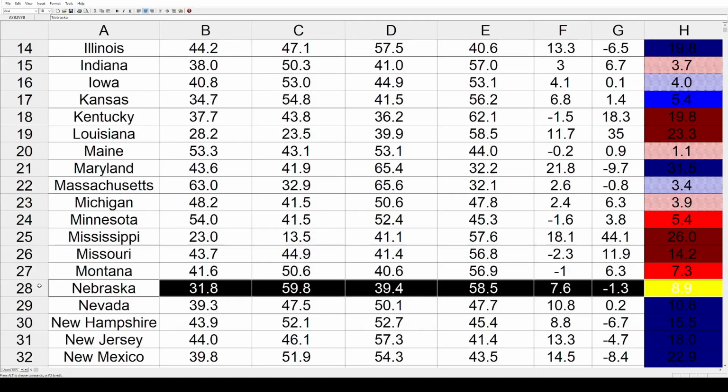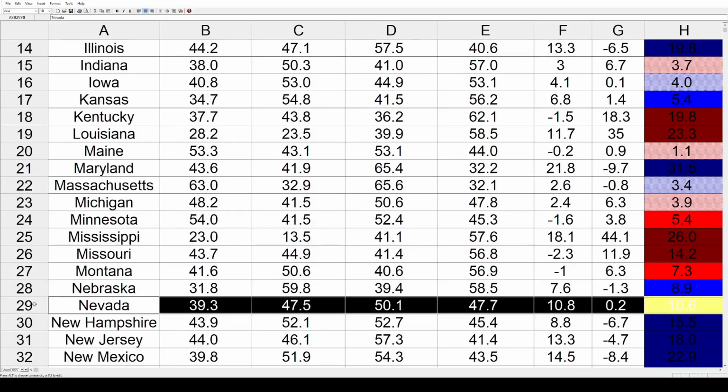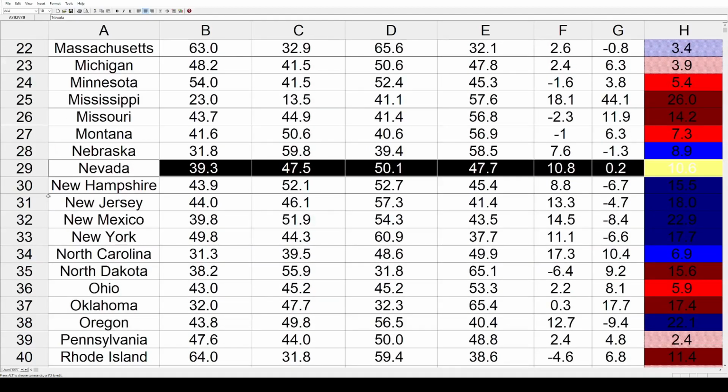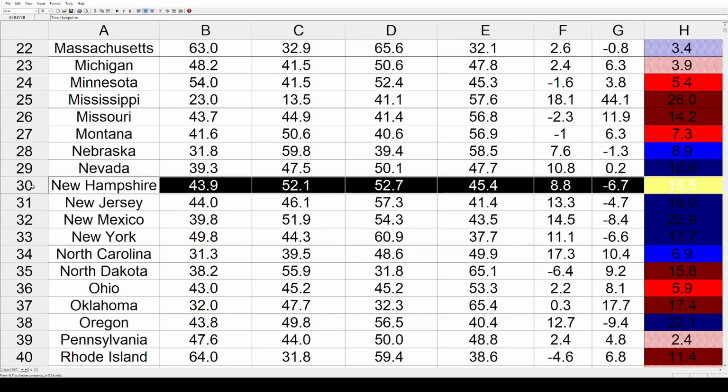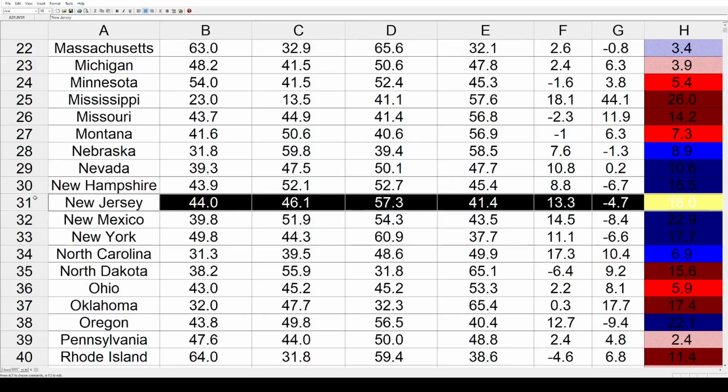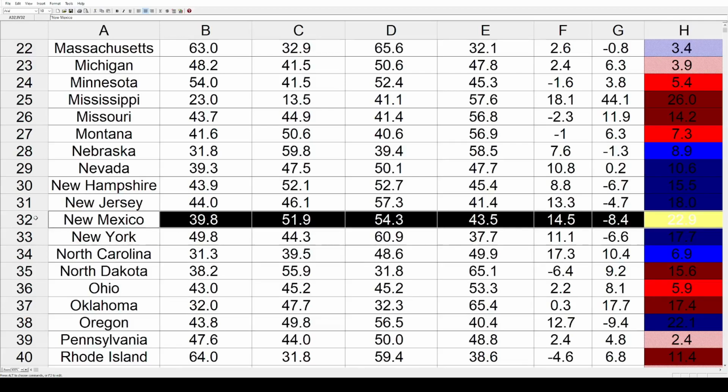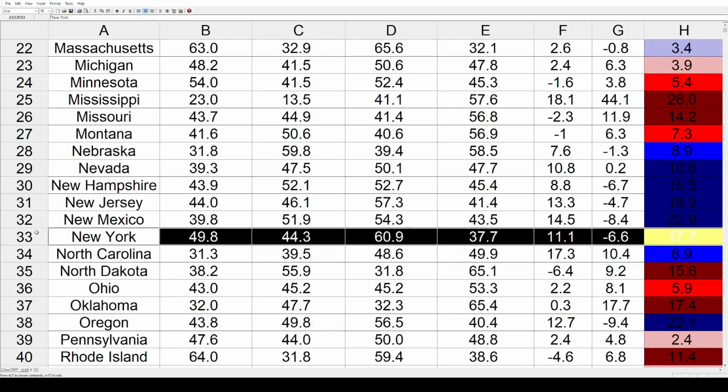Nebraska got bluer and went toward the Democrats by 8.9. Nevada cracked double digits toward the Democrats by 10.6. New Hampshire also in that direction by 15.5. New Jersey by an even 18, New Mexico by 22.9, and New York by 17.7.